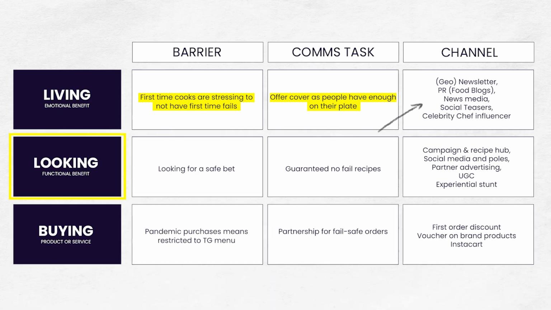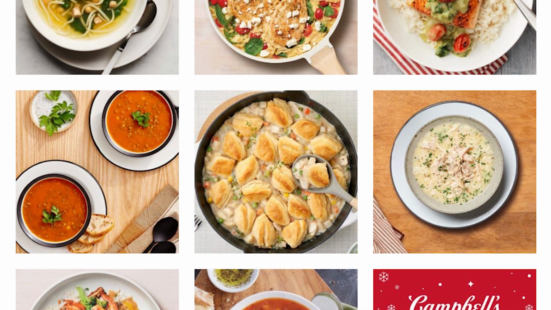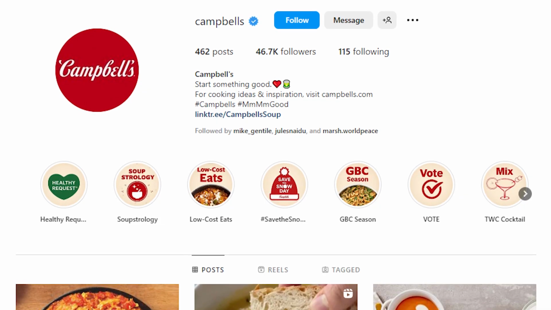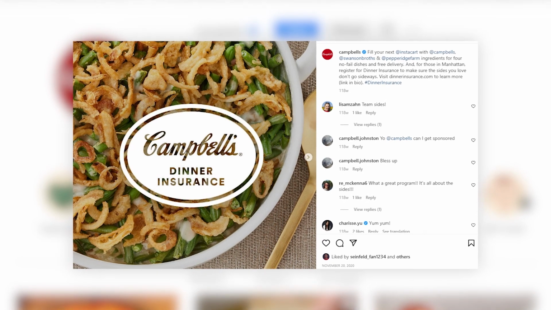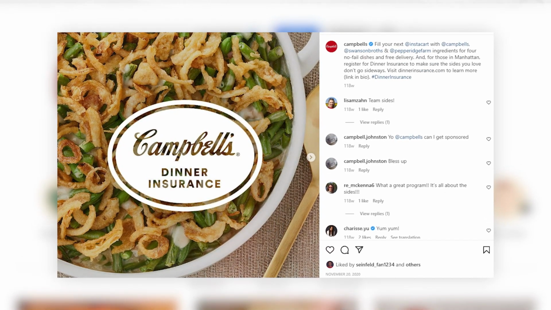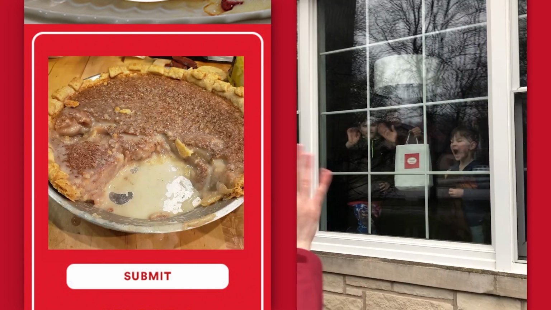In the looking stage, we see that people are looking for a safe bet, easy recipe. Campbell's can guarantee this with the no-fail tasty recipes. The living stage then drives people to the campaign recipe hub where people can sign up for the insurance. To drive further awareness where people want inspiration, Campbell's uses Instagram to share recipes and engage the target audience with interactive polls. This ladders up to the main event by getting people to file for a claim for their first-time fails with UGC. Campbell's verifies their claim and case and sends a replacement dinner to save the occasion.